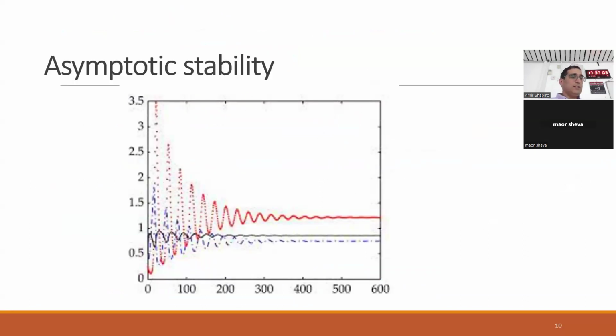So asymptotic stability, you see here the state of a dynamical system, which actually converges to some point, and this equilibrium point is asymptotically stable because the state is converging to this point.